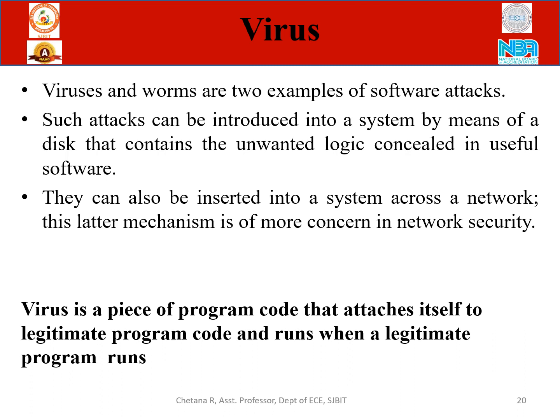So what exactly is a virus? There is also another category called a worm. What do we mean by virus and worm, and what are the differences between these two? How exactly do they work? All such things we are going to discuss here. Viruses and worms are two examples of software attacks. Such attacks can be introduced into a system by means of a disk that contains unwanted logic concealed in useful software. Whenever you are inserting a pen drive, a disk, a CD or a floppy, there is a possibility of an attack through software, and that is because of viruses and worms.